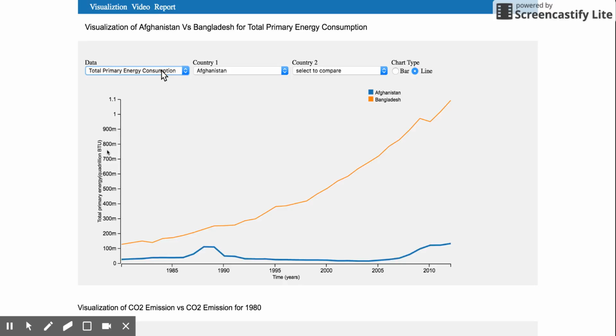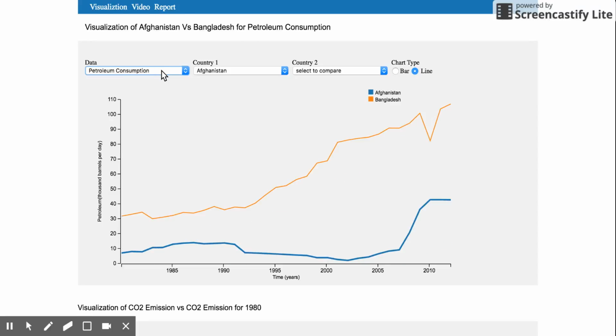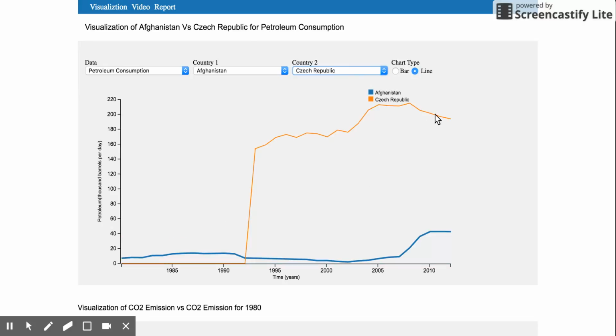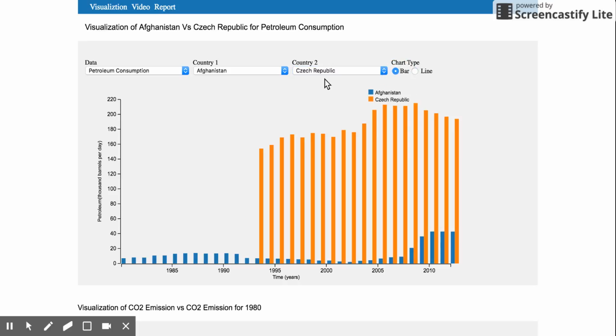Let's see renewable, or let's see petroleum consumption. You see Bangladesh is again high. Let's choose another country. Let's choose China. I think there will be a lot of difference. Oh, compared to that, it's a lot of difference. Let's see the Czech Republic. Okay, so for the Czech Republic there is a sudden increase. You can see it in the bar chart as well.